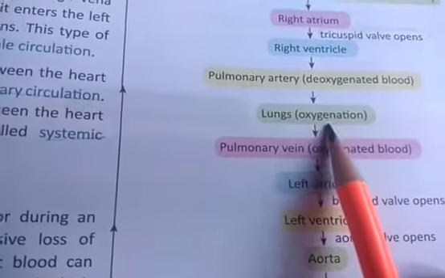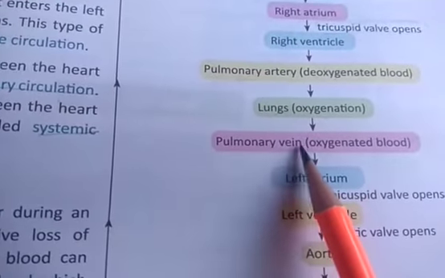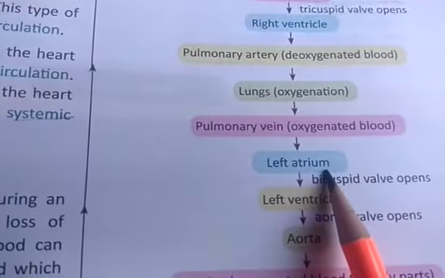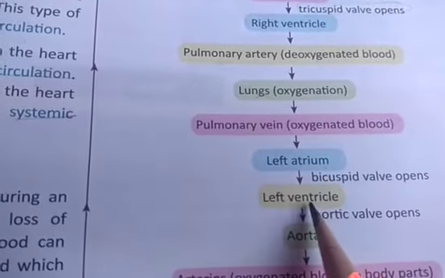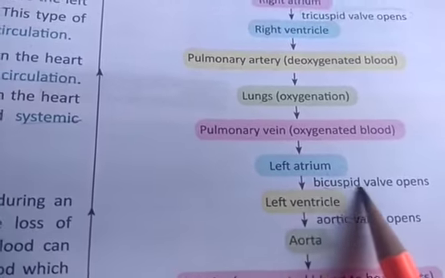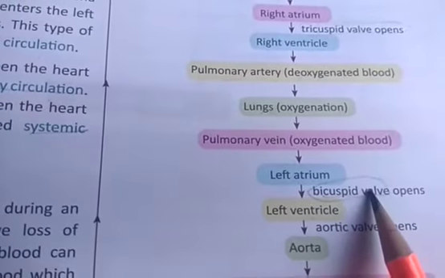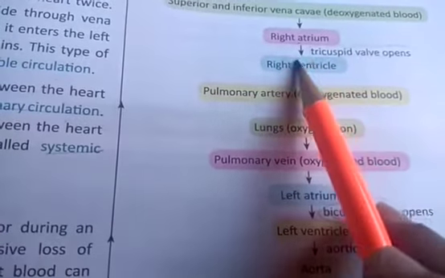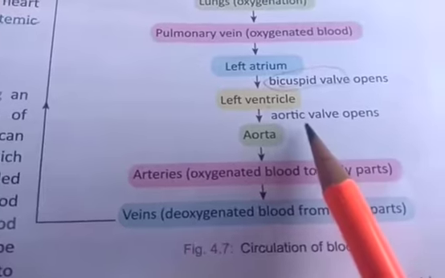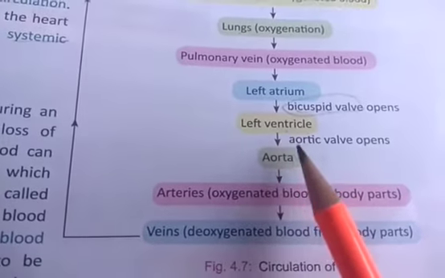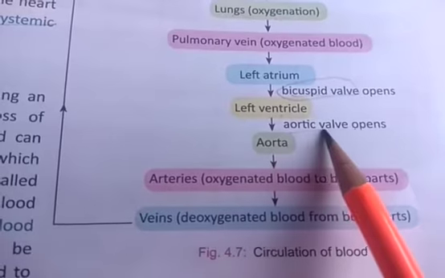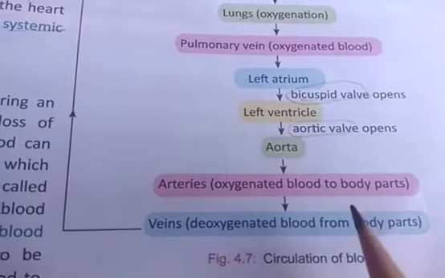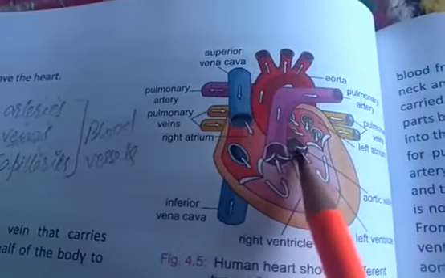Okay, so from the lungs, the pulmonary vein will carry the oxygenated blood to the left atrium of the heart, and from the left atrium it will fall into the left ventricle, this time through the bicuspid valve. Now you know the bicuspid valve is present on the left hand side of the heart. The tricuspid valve is present on the right hand side of the heart. Then through the left ventricle the blood will pass to the aorta, and once again there is also a valve. That valve is called the aortic valve. So this aortic valve is present over here.